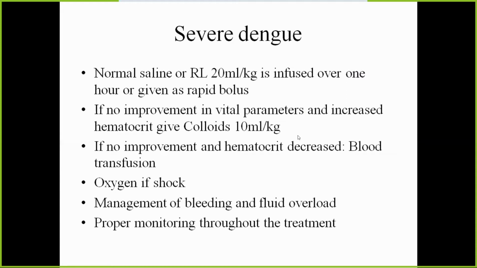So if hematocrit increases with no improvement, we will give colloids. If hematocrit decreases with no improvement, we will give blood transfusion. And if the patient is in shock, we will give oxygen. Then we will manage bleeding and fluid overload, and proper monitoring throughout the treatment is necessary.